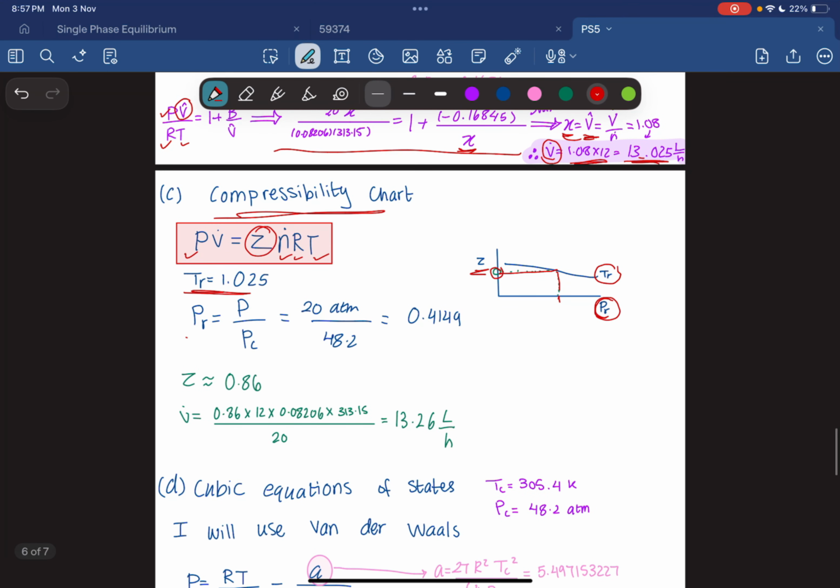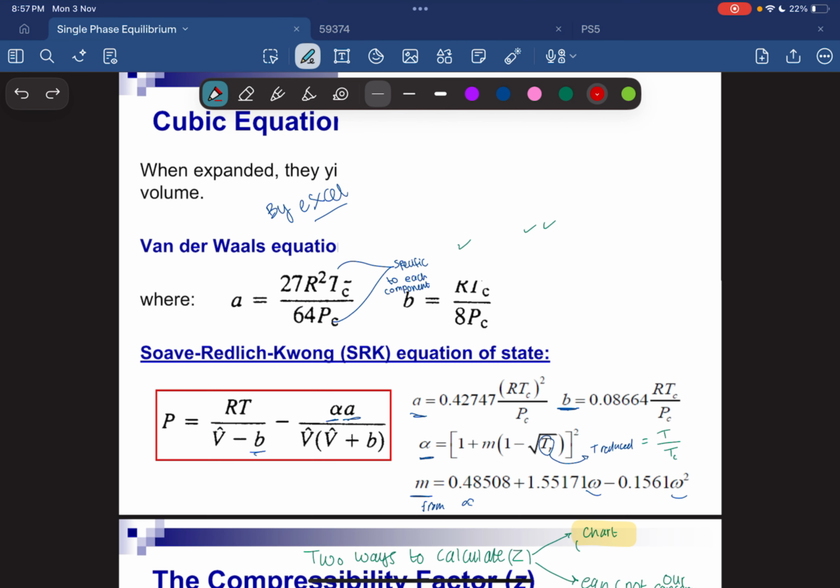And to calculate the reduced pressure, we will just need the pressure of the system, which is already given as 20 atm, and the critical pressure, which we collected from the tabulated data. And once you divide them, you will arrive at a value of 0.414. So keep this in mind, because now we will go to the chart.